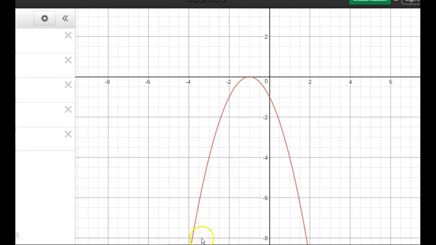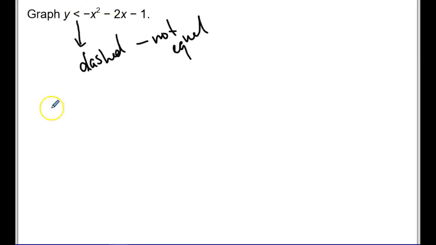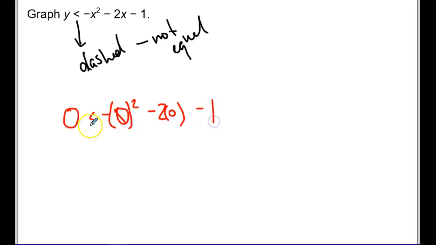Okay, so now I have to determine which part do I shade. Do I shade inside my parabola or do I shade this entire outside part? What I really like to do is use the point (0, 0), because it actually makes life a little bit easier. So let's test the point (0, 0). I can plug in 0 for each of my pieces, right? And I always want to use parentheses when I'm substituting. So I have 0 is less than (0) squared is still 0, and negative 0 is 0, minus 2 times 0 is 0, minus 1.